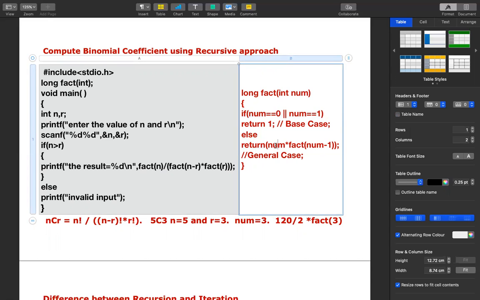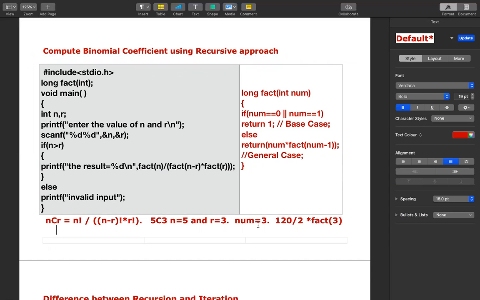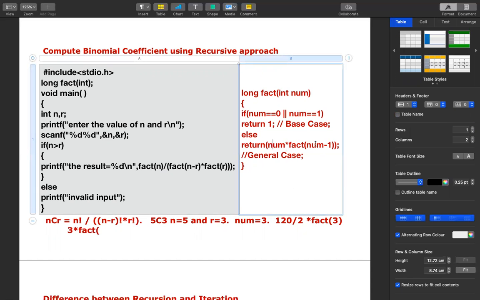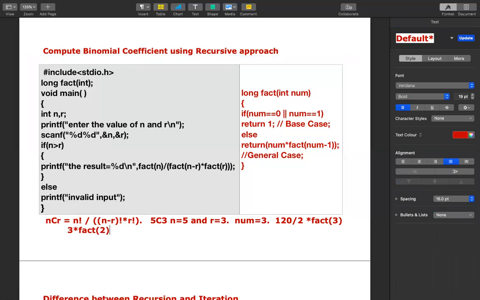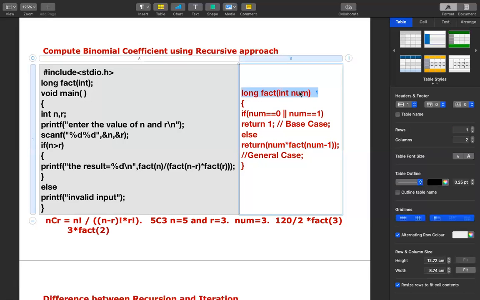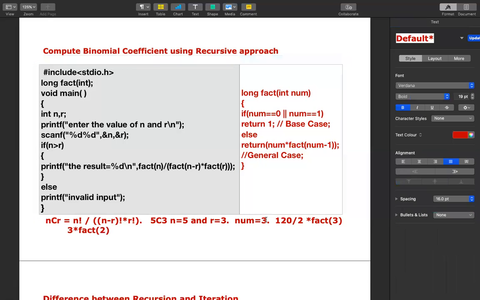In the else case, what is the num value? Num value currently is 3. So it becomes 3 into fact of, look at this statement inside the return statement, num minus 1. Num value is 3, so fact of 3 minus 1. What is 3 minus 1? 2. So now it is calling the function with what parameter? 2. So again this 2 is copied to which variable? Num. Right now the num value is 2.